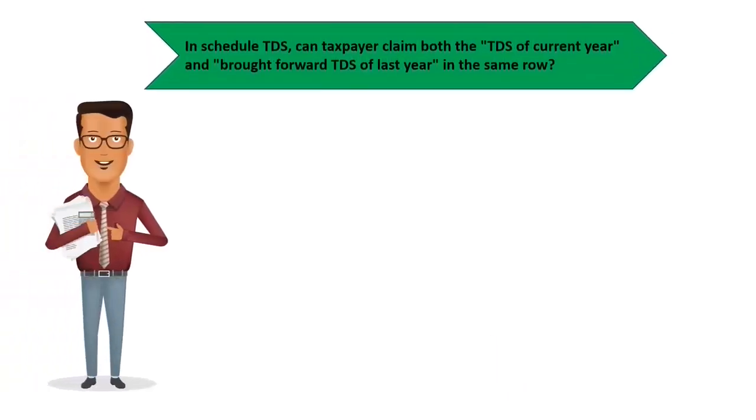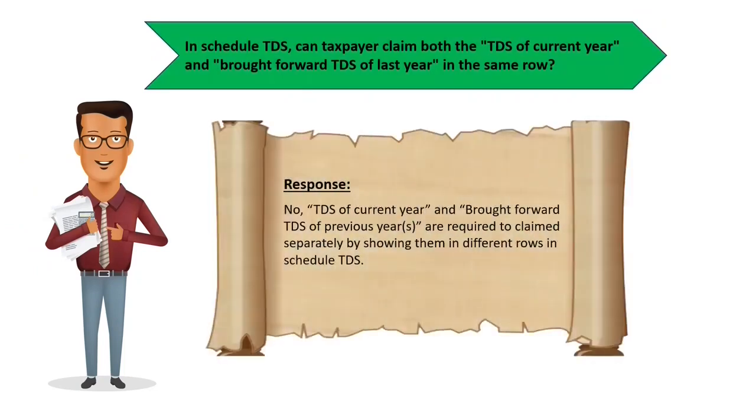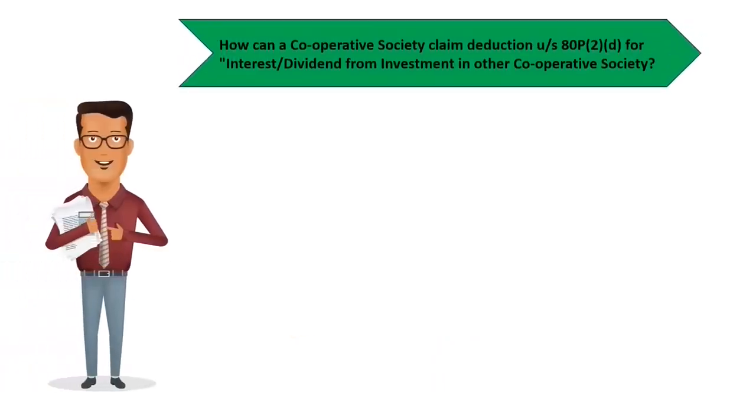Another question could be, in Schedule TDS, can the taxpayer claim both TDS of current year and brought forward TDS of last year in the same row? Please note that TDS of current year and brought forward TDS of previous years are required to be claimed separately by showing them in different rows in Schedule TDS. Another question related to cooperative society could be, how can a cooperative society claim deduction under Section 80P subsection 2 clause D for interest or dividend from investment in other cooperative society?